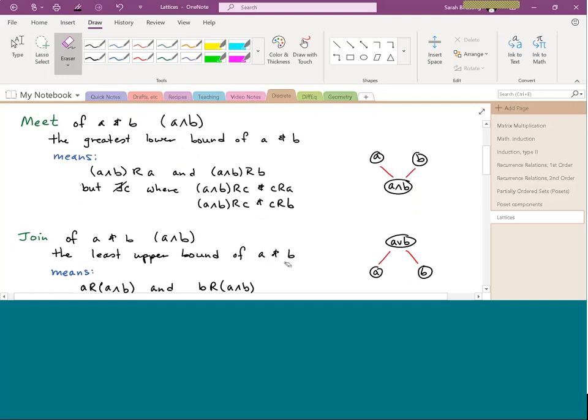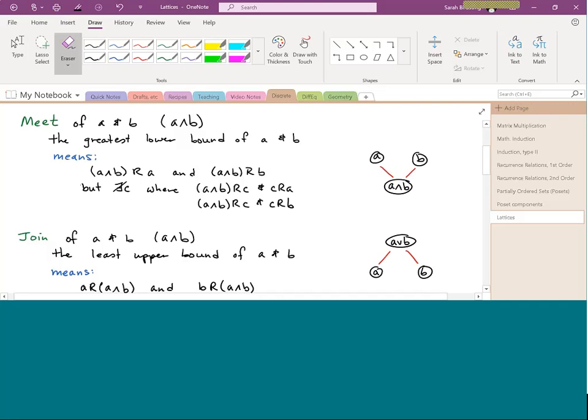Okay? So the least upper bound means what? It means your join is going to be above your two elements A and B. And the least upper bound, so the upper part says it's above. The least upper bound means it's the first one that you come to in common between the two elements A and B.